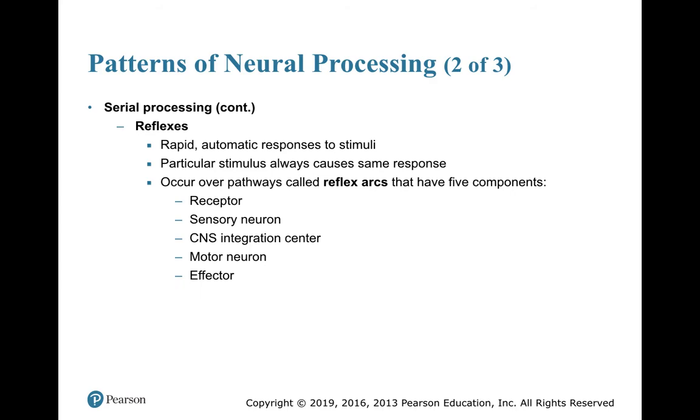These are rapid automatic responses to stimuli. A particular stimulus will always cause the same response, and it will occur over a pathway, and we're going to call that pathway a reflex arc. And that reflex arc, that pathway, is going to involve a receptor, a sensory neuron, a central nervous system integration center, a motor neuron, and an effector.